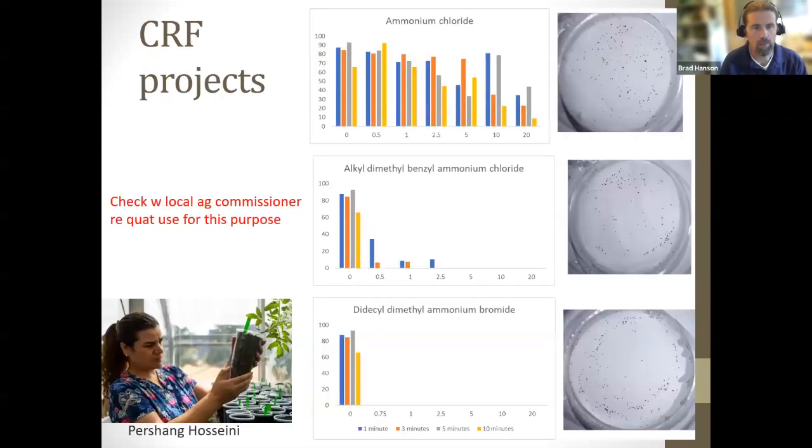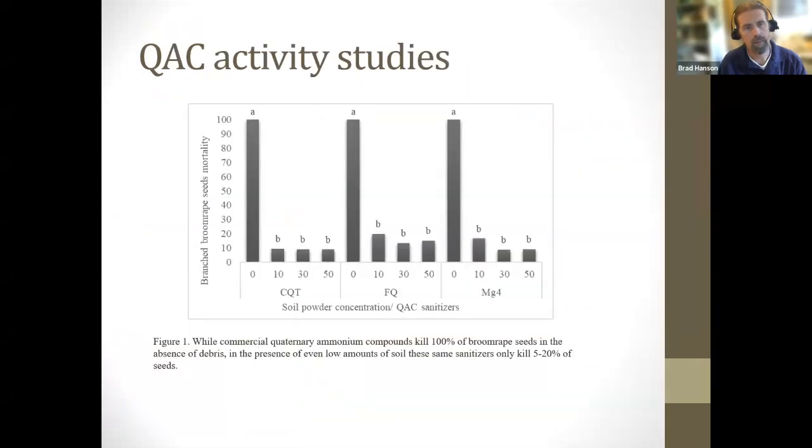So let me back up. I would say this is the good news slide. This is the bad news slide. Prashang has been looking, as part of the project I'll mention here in a moment, at QAC, or quaternary ammonium compound activity in the soil environment. In each section of this figure, there's a different quaternary ammonium. This is Mg4 quat, this is flow quat, and this is chem quat something. I don't remember what the CQT is, but the 0 means it was in water. And then 10, 30, and 50 is a little bit of soil debris added to that mix.